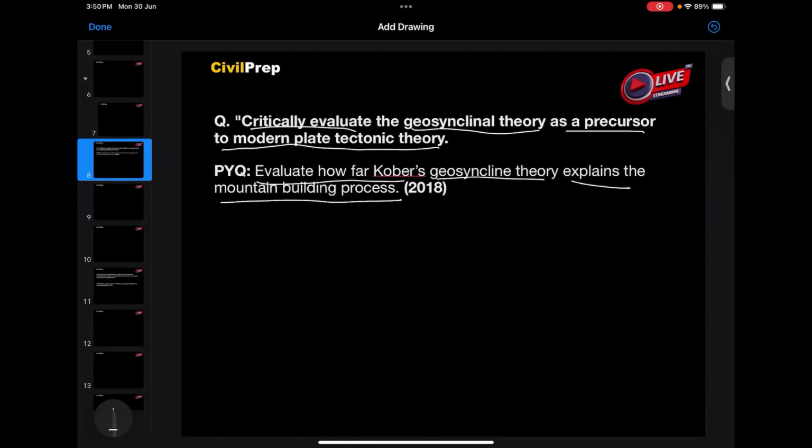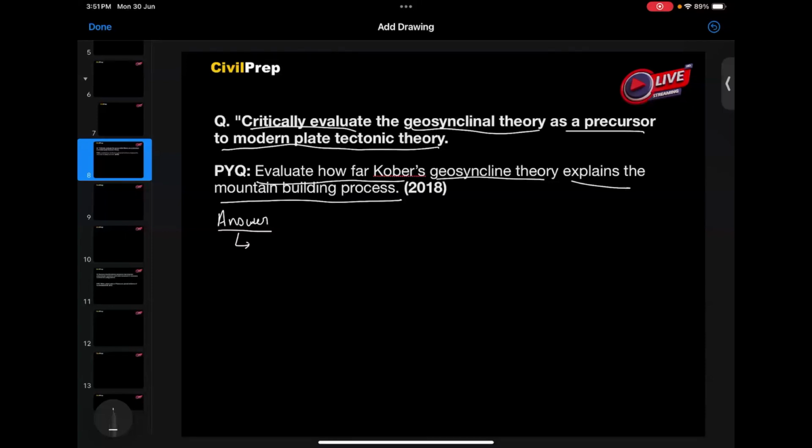Now, friends, let's write an answer to this question. This is one of the questions which is asking us to critically evaluate the geosynclinal theory as a precursor to modern plate tectonic theory. So we need to show how this geosynclinal theory formed, developed, and became one of the important theories for the explanation of various geophysical phenomena.